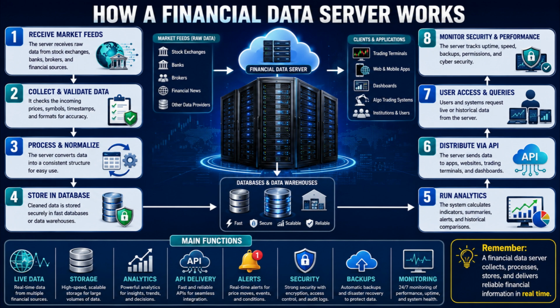Next, the server processes and normalizes the data. In simple words, it converts different types of raw data into one consistent format so that applications can easily read and use it. Then, the cleaned data is stored securely in fast databases or data warehouses. These systems are designed to handle large volumes of financial information while keeping the data fast, secure, scalable, and reliable.